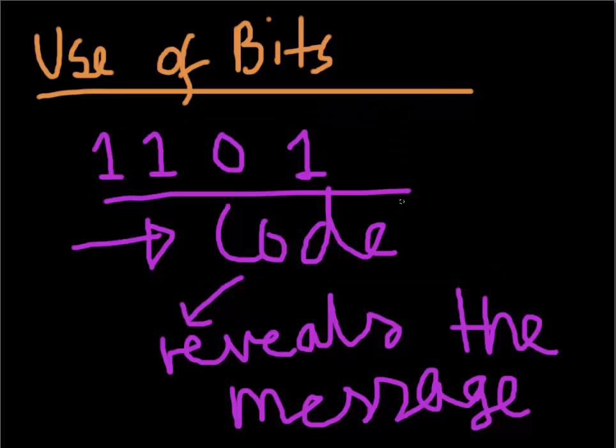So that's all for today, and that is how bits are useful, and how zeros and ones are going to be useful for computers.